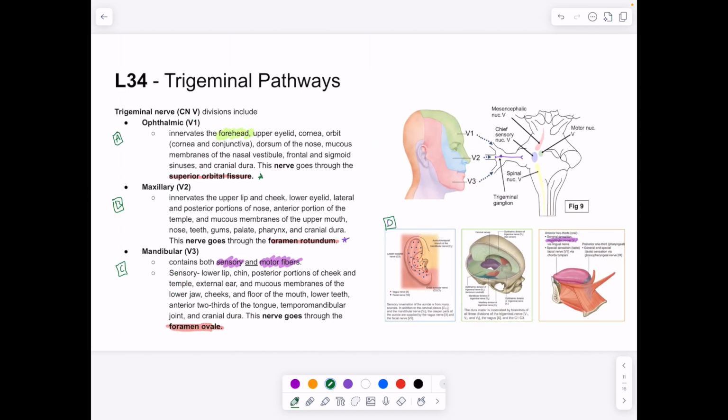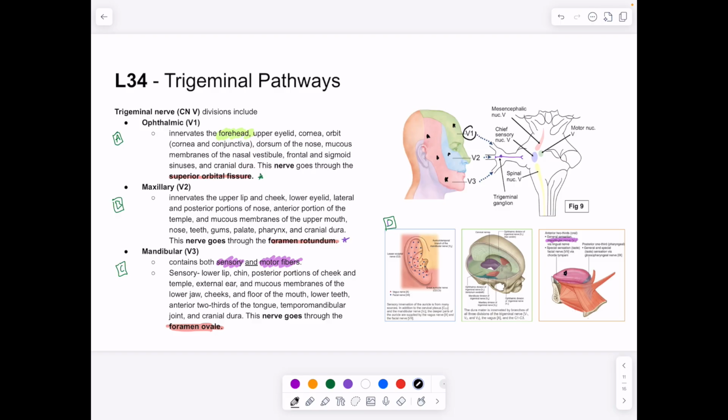Now we have the trigeminal pathways. Again, we're trying our best. You can do this, guys. You may remember that the trigeminal nerve provides sensory innervation of the face, and it also causes chewing, right? So we have temporal muscle, and then we have our muscles in the jaw, and it will include some innervation of the tongue, but we have three divisions of the trigeminal nerve.